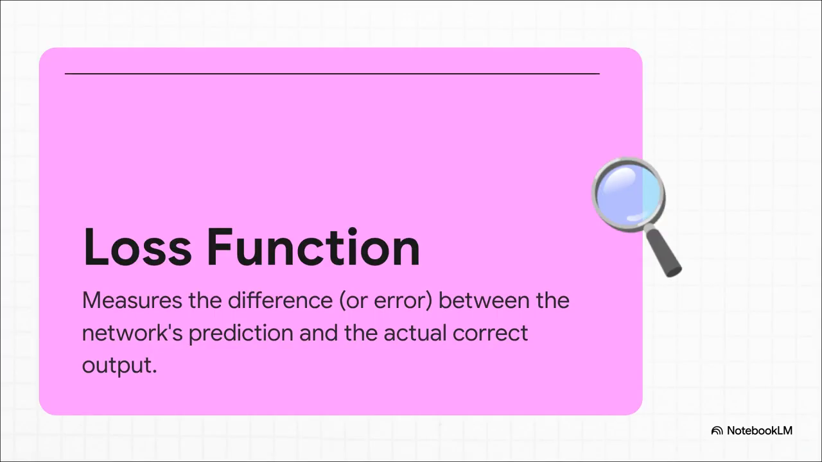Now, before the network can learn from its mistakes, it has to know just how bad its mistake was. That's where the loss function comes in. It's a simple but crucial job.